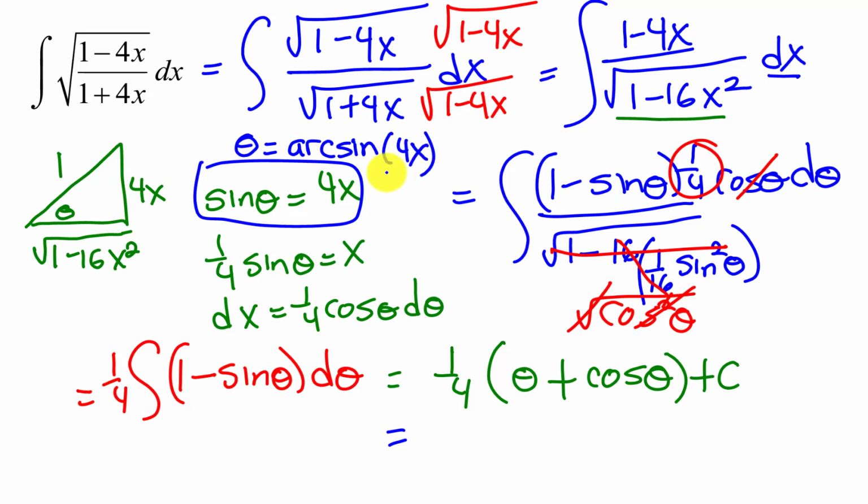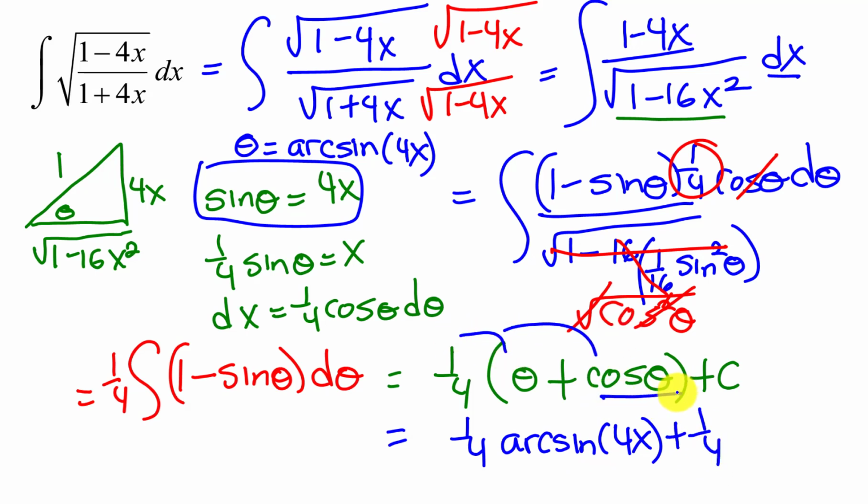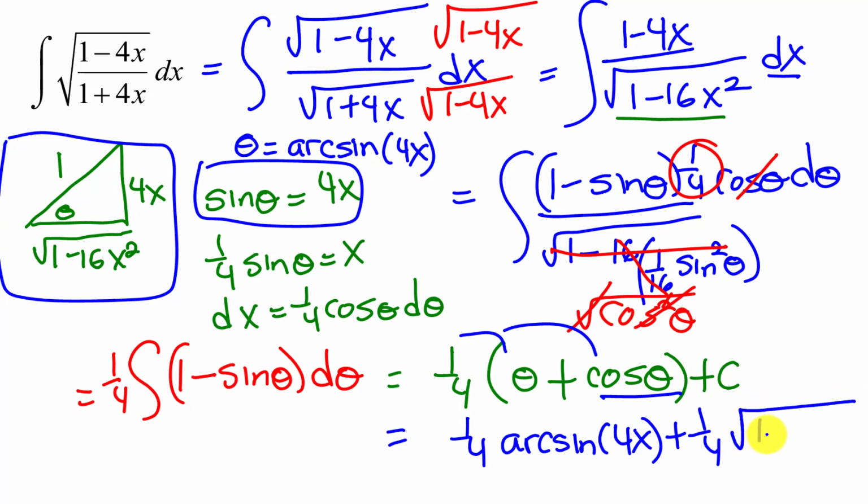So arc sine of 4x, and so this is going to be 1/4 arc sine 4x plus, we've got 1/4 still, I need to distribute this to both, cosine theta. So back to the triangle, and looking at this triangle, cosine is adjacent over hypotenuse, so that's going to be the square root of 1 minus 16x squared, and I'm out of room, so I'll put it down below, plus a constant.